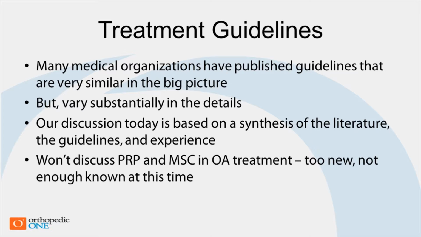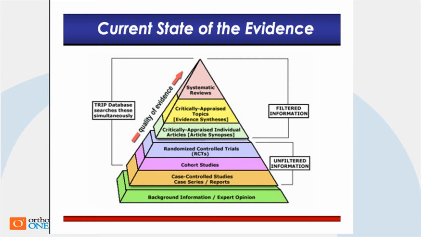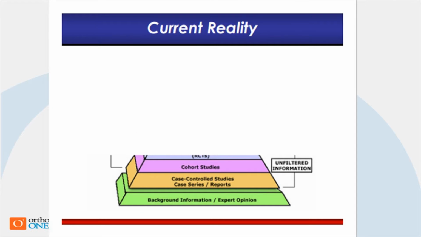I'm not going to be mentioning PRP or stem cells. Those are very new, they're promising, but there's not enough known. So the state of the evidence we want is the very top, the systematic reviews, the randomized controlled trials, but for PRP and stem cell treatment, we're just at the very level of case opinions, case studies.